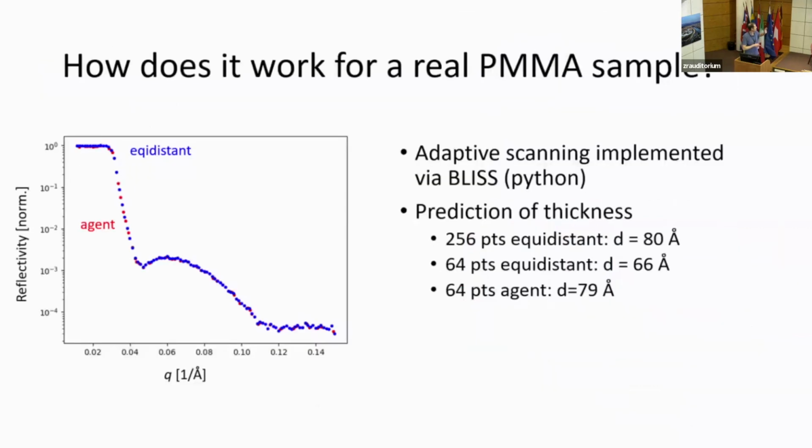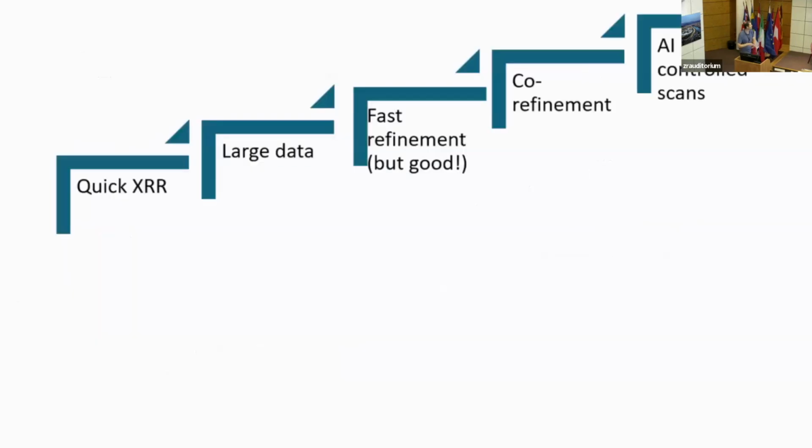And we've looked at this equidistant scan, and the agent was allowed to control our X-ray machine. 64 equidistant points in this case yielded a fairly bad result compared to the true, but the agent got very close. Okay, with this I want to stop.